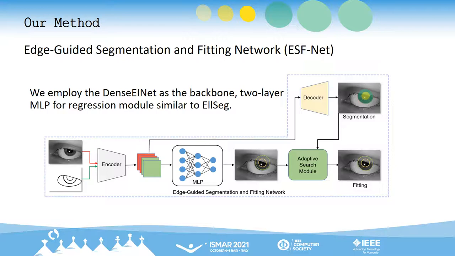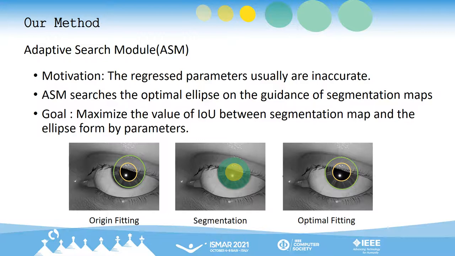We found the regressed parameters usually are inaccurate. To this end, we propose ASM to search the optimal ellipse on the guidance of segmentation maps. The searching goal is to maximize the value of IOU between the segmentation map and the ellipse formed by the parameters.